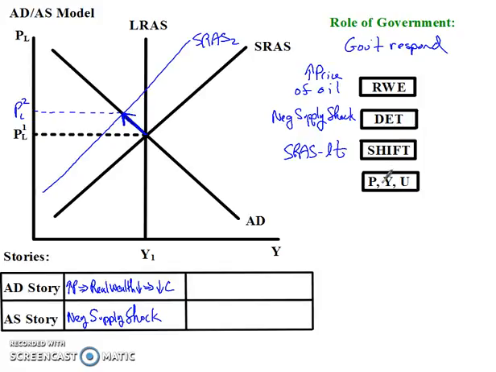So what happens as a result? We get an increase in prices and a decrease in GDP. The gross domestic product is going to decrease, and unemployment is going to rise. And of course, this is your stagnation problem, so that's still there. Stagnation is a problem.